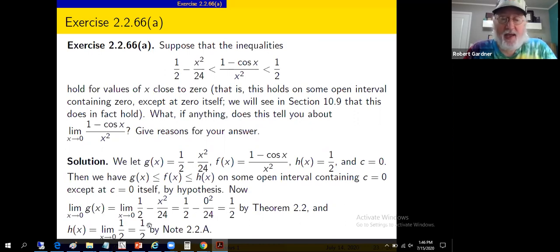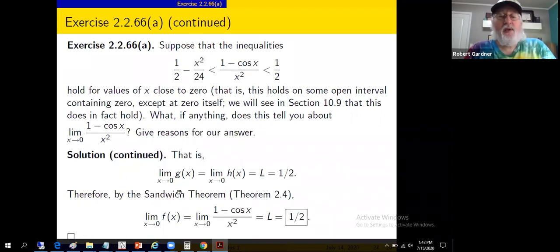H has a limit of a half as x approaches 0 in both cases. That is, the limit as x approaches 0 of g of x and the limit as x approaches 0 of h of x both equal a half. We've got the sandwiching thing going on. So the sandwich theorem says the limit of the f of x function, the one sandwiched between the other two as x approaches 0, must also be a half. So that limit's a half by the sandwich theorem. That's what this information tells you, and that's how they worded the question.